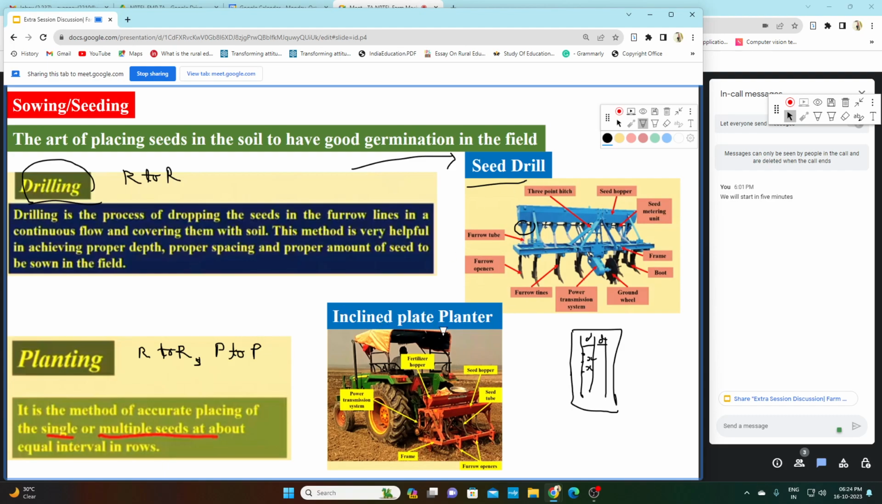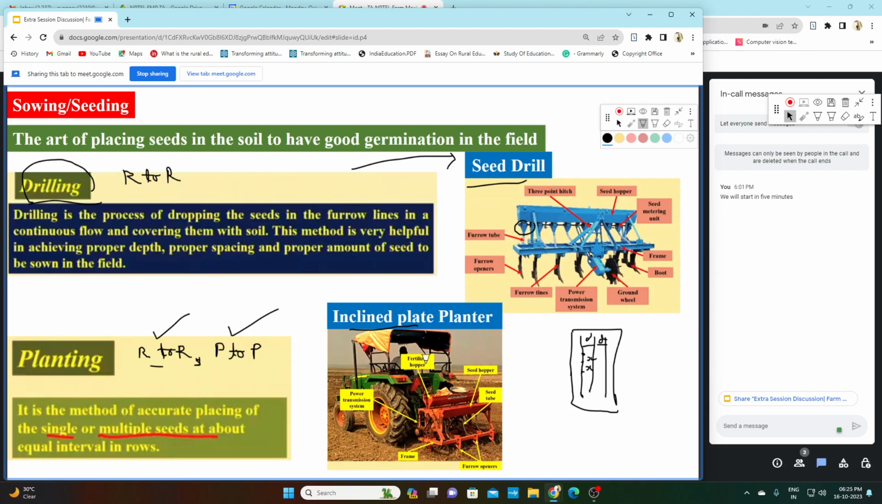Now about the planter: same thing, same principle. Only the difference is the seed metering mechanism. In the planter, the seed metering mechanism we generally use is the inclined plate planter. In one rotation of this seed metering mechanism, it will take only one seed and drop it. By that it will maintain row to row distance, because the seed metering mechanisms are at equal distance. It will also maintain plant to plant distance.